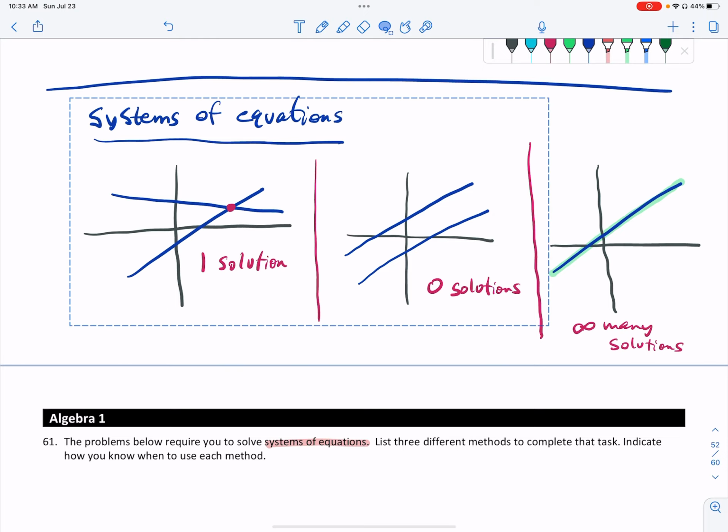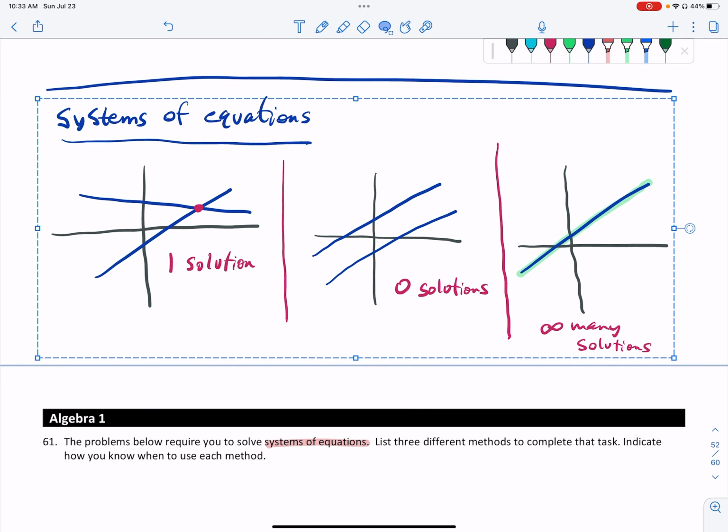And something's getting on my nerves. It's not quite centered here. Okay, that looks a little bit better.